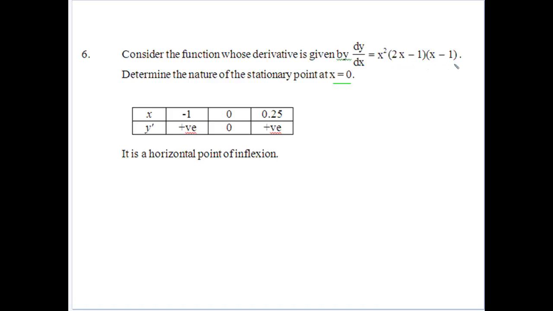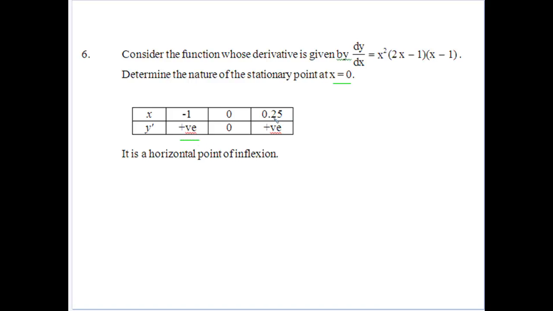Instead of getting the second derivative, we'd have to expand this and then differentiate it and then test our value of x is equal to 0. That's not easy. Let's just put some values in. So if we put minus 1 in each of the brackets, we look and we get a positive gradient.